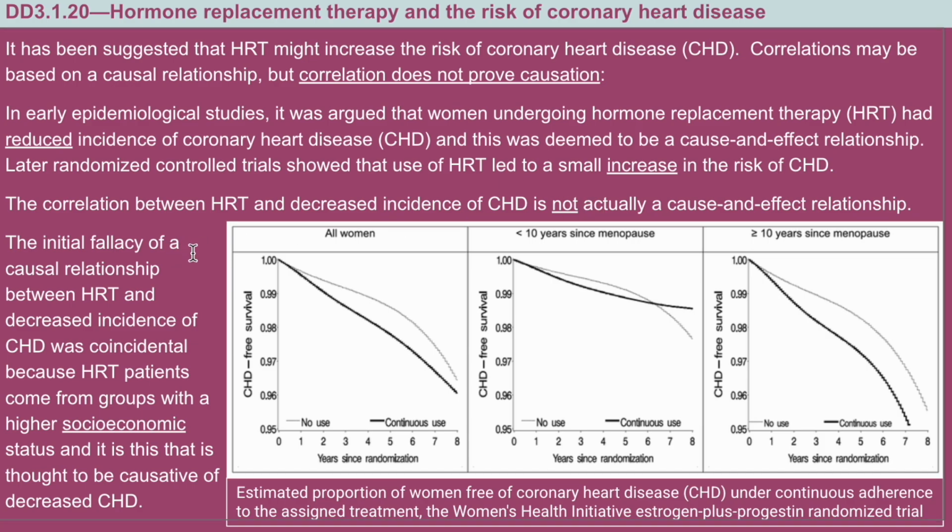The initial fallacy of a causal relationship was coincidental because patients who can afford hormone replacement therapy tended to come from groups with a higher socioeconomic status. And a higher socioeconomic status is what is thought to be causative of that decreased rate of coronary heart disease. So it's not actually replacing hormones that led to that decreased rate of coronary heart disease. It's just the socioeconomic piece that led to the fallacy of it appearing to be a cause and effect relationship. So correlation doesn't prove causation.